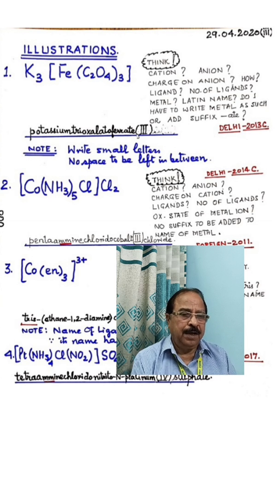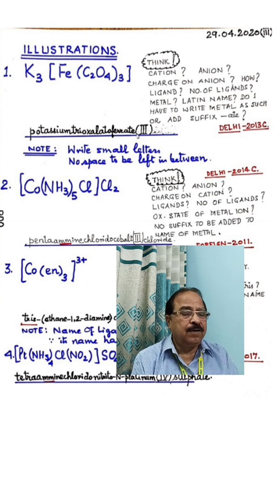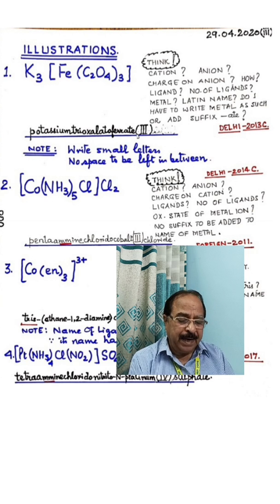So in place of anions, I have to write chloride, and before that I have to name the cation, that is, I have to name the coordination entity. Now in the coordination entity there are 2 types of ligands. 5 ligands are ammonia molecules and 1 ligand is chloride. So I will write pentaammine, and please look at the spellings. I have written double M, pentaammine chlorido.